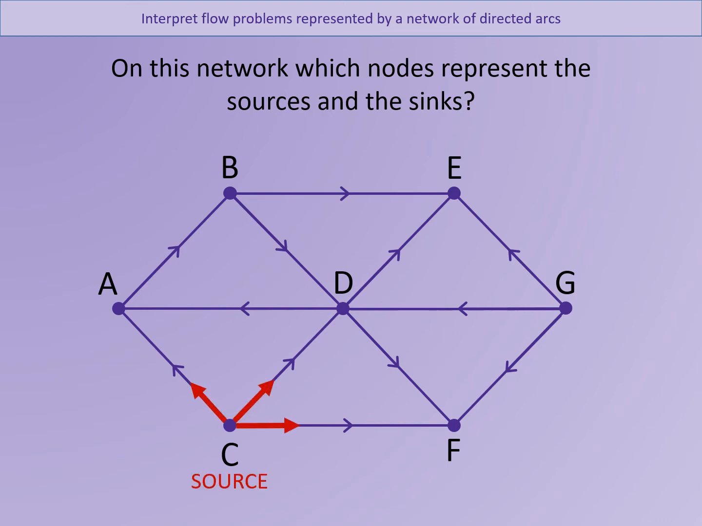So you can see that C is a source because all of the directed edges from C are travelling away from it. You see that G is another source. So sometimes we can have more than one source in a network. And we can see F is a sink because all of the directed edges are travelling towards F. And we can see that E is also a sink because again it only has edges travelling towards it.